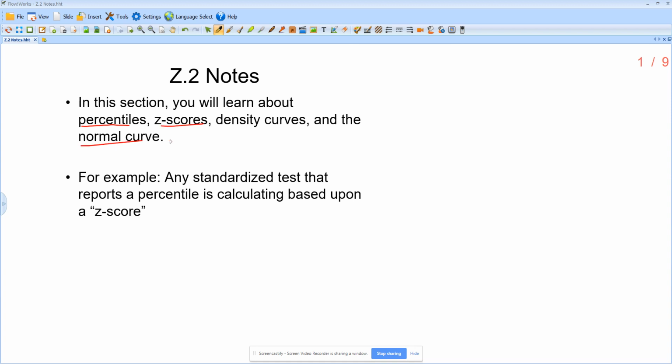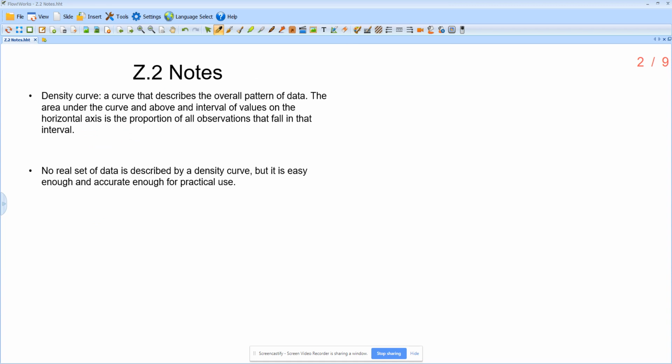Percentiles, z-scores, and the normal curve. To give you an example of something you're used to, for any standardized test that you've taken, when you get a report, a percentile is calculated based upon what is called a z-score. Z-score is super important, which is why we even called this chapter Z. It is of utmost importance. So, jumping in a little bit, a density curve.